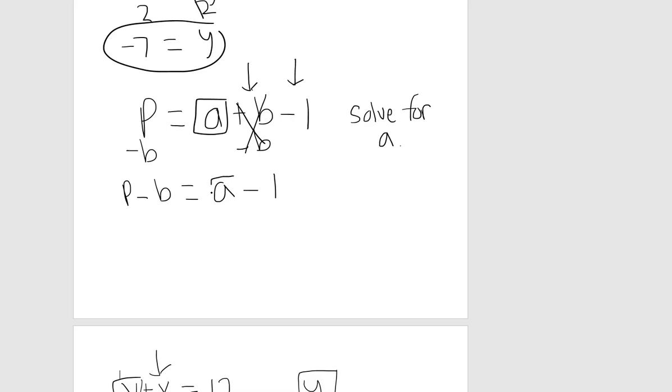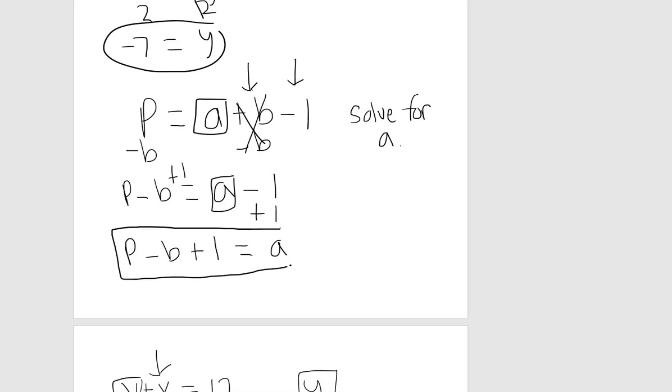And now a is not alone yet. We still have to get rid of the subtract 1 by doing an addition of 1. Now I can't combine a p with a negative 1b or with a 1 because they are not like terms. They are all different variables or constants. So once the a is all by itself, this is the solution. a equals p, and then a negative 1b, and then plus 1.